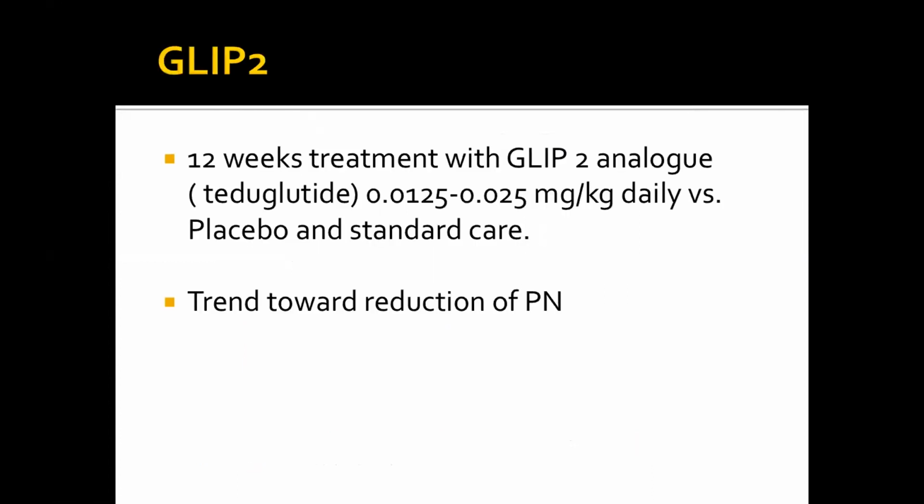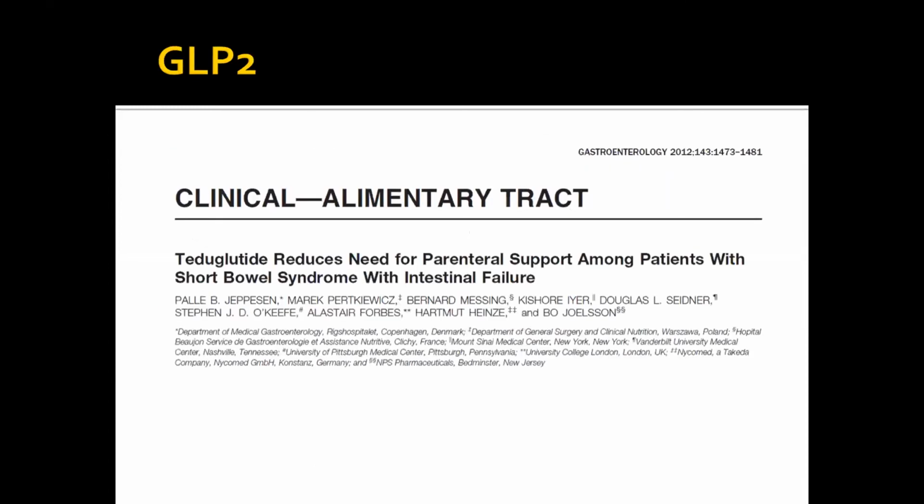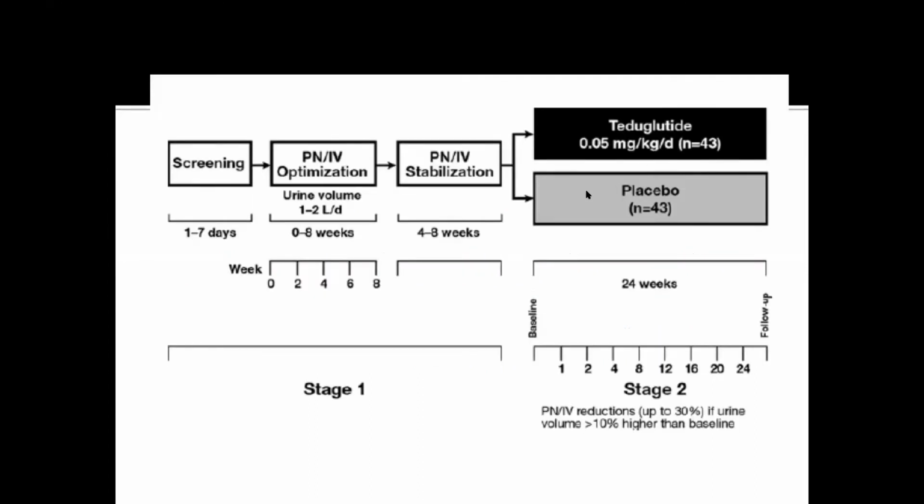12 weeks treatment of glucagon-like peptide analog, which is long-acting, teduglutide, 0.0125 to 0.025 milligram per kg per day, versus placebo showed there is a trend toward a reduction of PN over a 12 weeks period. Another study done in Denmark comparing teduglutide to placebo in patients with short bowel syndrome and intestinal failure. They have around 90 patients.